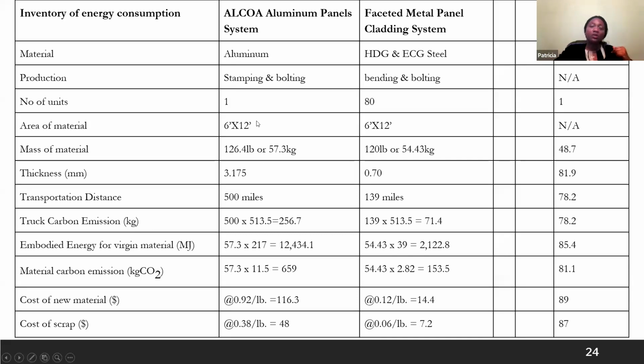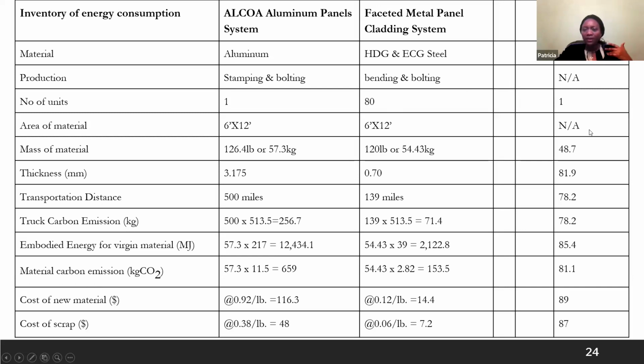One thing about this 6 by 12 is that we have to define different functional units for each product. Since that metal is already a unit of 6 by 12, we try to compare with existing sizes. So we compared the mass of the material, the thickness, the transportation distance from where the material was made to where it's being used, the carbon emission, the virgin material comparison, the material carbon emission, and then the costs of new material and also scrap material. Thereafter, you compare them and then lead to an efficiency. If we cannot compare some things, then we say not applicable.